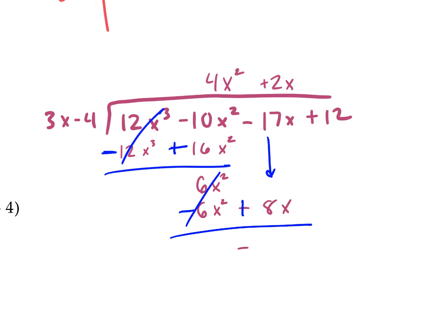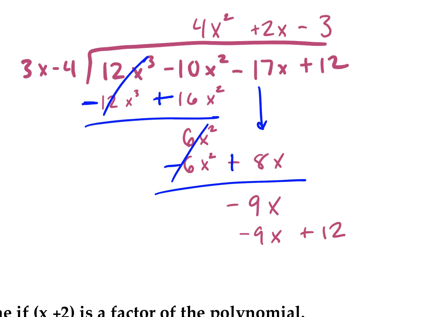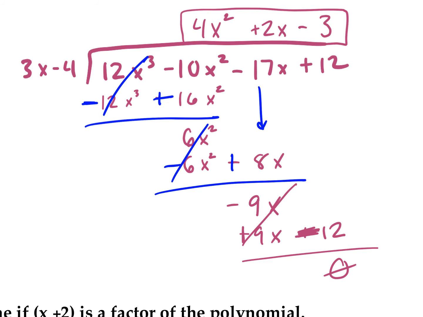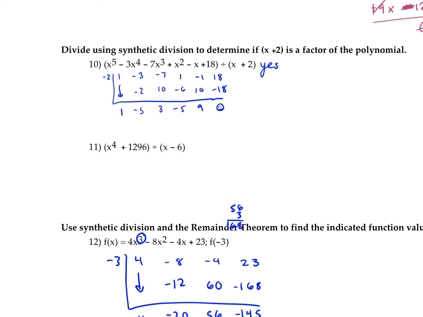Negative 9x. Divide negative 9x by 3x, and that gives us negative 3. Multiply what's on top with what's out front. So negative 9x plus 12. Change the signs. Plus, minus, this cancels. 12 minus 12 is 0, so no remainder. So this would be our answer: 4x squared plus 2x minus 3. Oh, that was the one I was asking about.